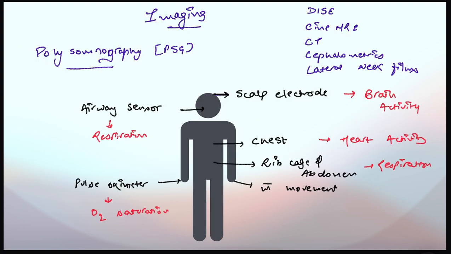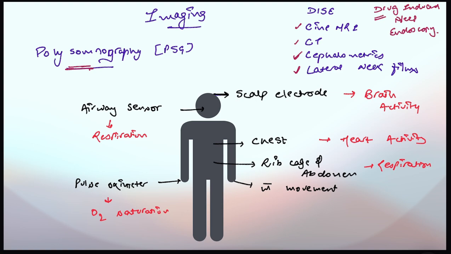For the imaging part, we go for DISE, that is drug induced sleep endoscopy. So we'll basically introduce the endoscope when the patient is asleep and the sleep is induced by the drug. So first one is DISE. Next, magnetic resonance imaging, that is MRI, is done. CT scans are done, cephalometric analysis, and lateral neck films. And the most common or predominant study used is polysomnography.